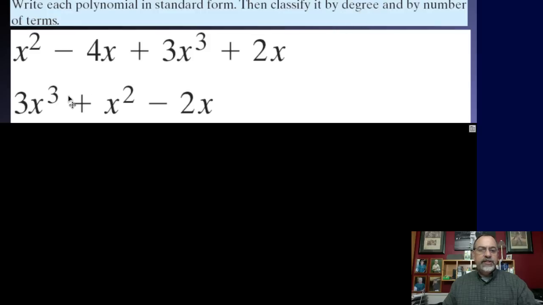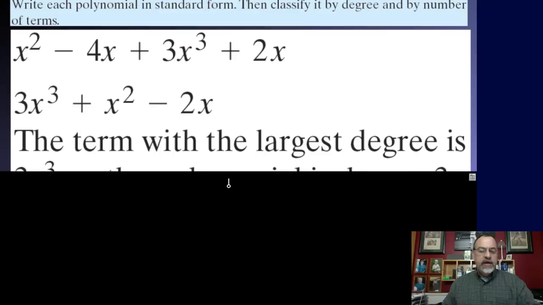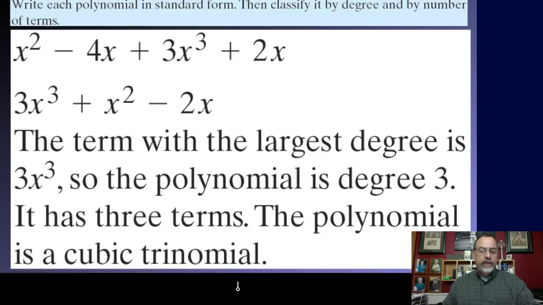Now I can classify it by its degree. So I take the degree of the first term, which is a third degree, or a cubic, and that will be the degree of the entire polynomial. So this would be a cubic. And then classified by number of terms, there are three terms, so that's a trinomial. So this would be a cubic trinomial, would be its classification.